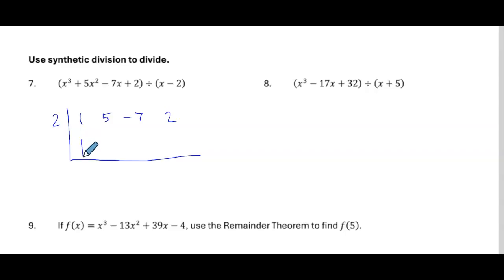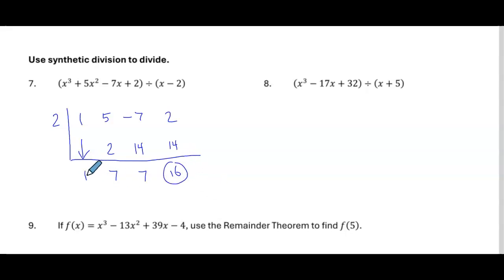The algorithm goes: bring down the first number, multiply the bottom times the outside and put it in the next slot, add the column, and repeat. 7 times 2 goes in the next slot, add the column. 7 times 2 goes in the next slot, add the column. Circle the last number. That's your remainder.